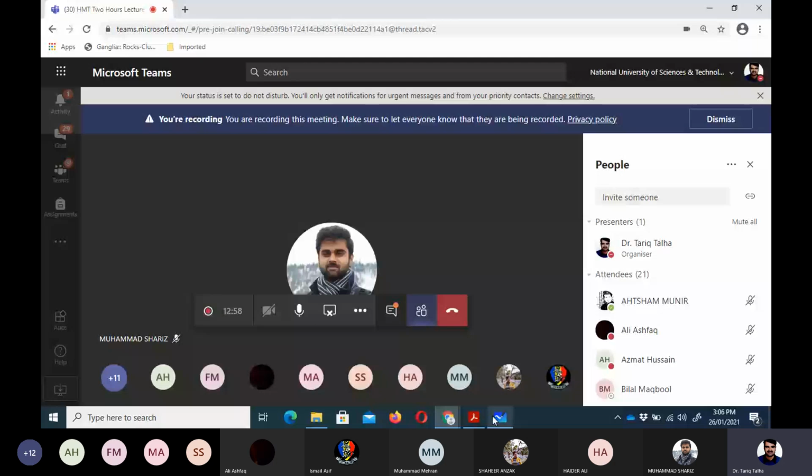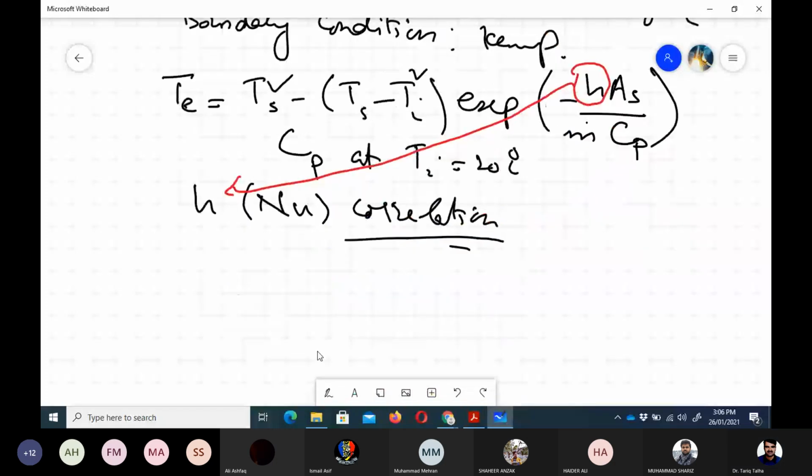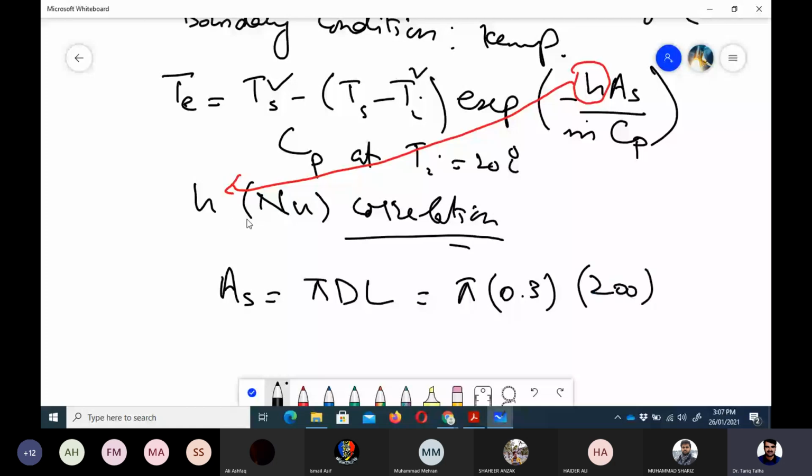Oh, okay, for the h calculation, we need the Nusselt number correlation. For the As calculation, that is the surface area of the pipe, how can we do that? As is pi D L. So the diameter is given, pi into 30 centimeters, so it would be 0.3, into the length of the pipe, which is 200 meters. So we can calculate the surface area.